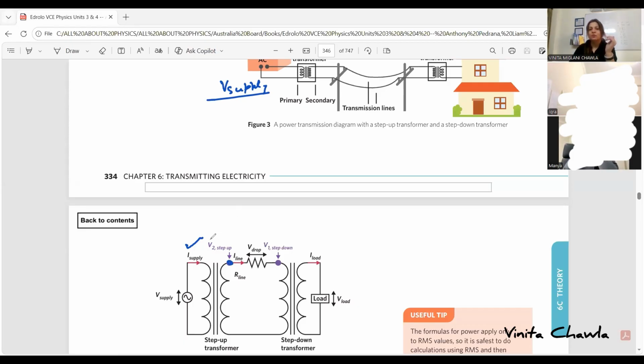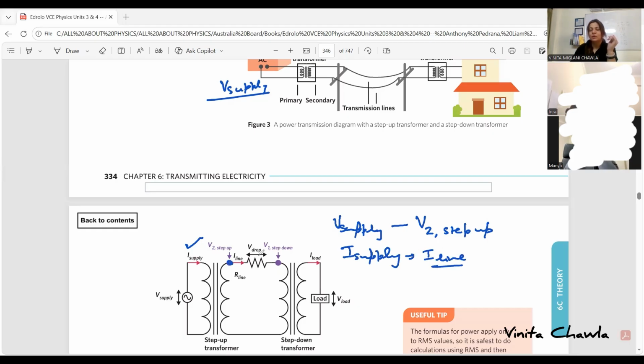So now the voltage is V2 step up. So from V supply, the voltage becomes V2 step up. Why are we writing V2? Because we are getting this voltage across the second coil, the secondary coil, of the step up transformer. And the current now is I line. Current was I supply earlier. Now the current is changed to I line.